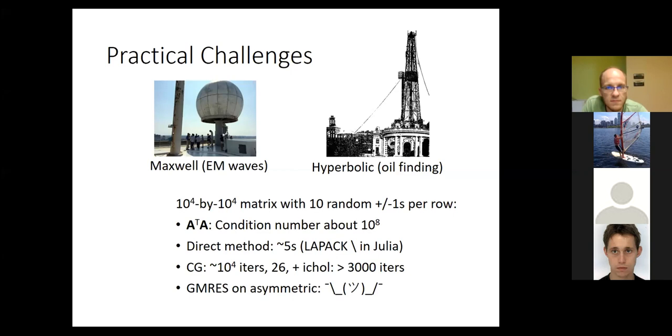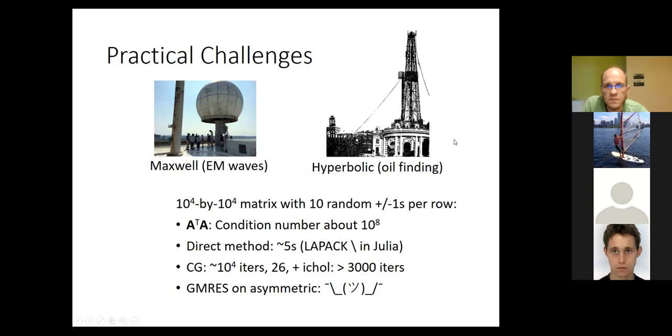So things like Maxwell's equations, which are basically how you model electromagnetic waves. And then there are what are called hyperbolic equations, which are used in finding oil. Both of these things have been done on campuses. Actually, both of these photos are radars and oil rigs on campuses.